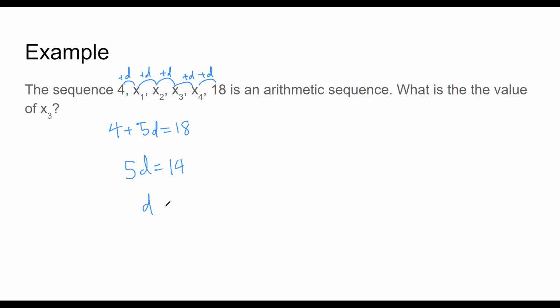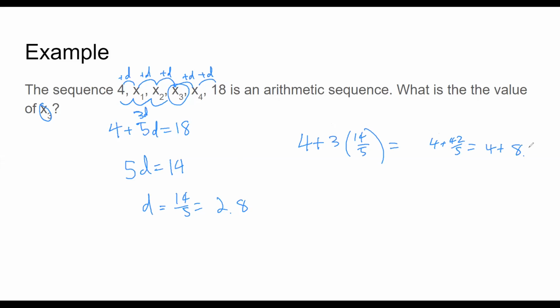5d is 14, so d is 14 over 5, or 2.8. So now they ask for x3. When we look here, we have to add this d 1, 2, 3 times. So if we want to find the value of x3, we're going to take the first number and add 3d, which is 3 times 14 over 5, which gives us 4 plus 42 over 5, which is 4 plus 8.4, and that gives us our answer of 12.4. So hopefully this intuitively makes a little bit of sense.